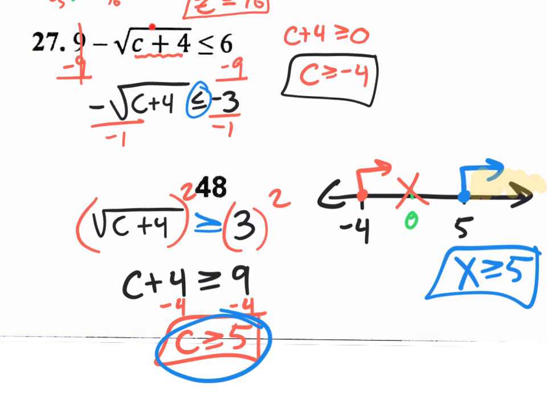Negative 10 plus 4 is a negative number. You can't do the square root of a negative. It becomes imaginary. So any negative number over here is not going to work either. The only area that works is over here. Therefore, this is the only answer that you get.